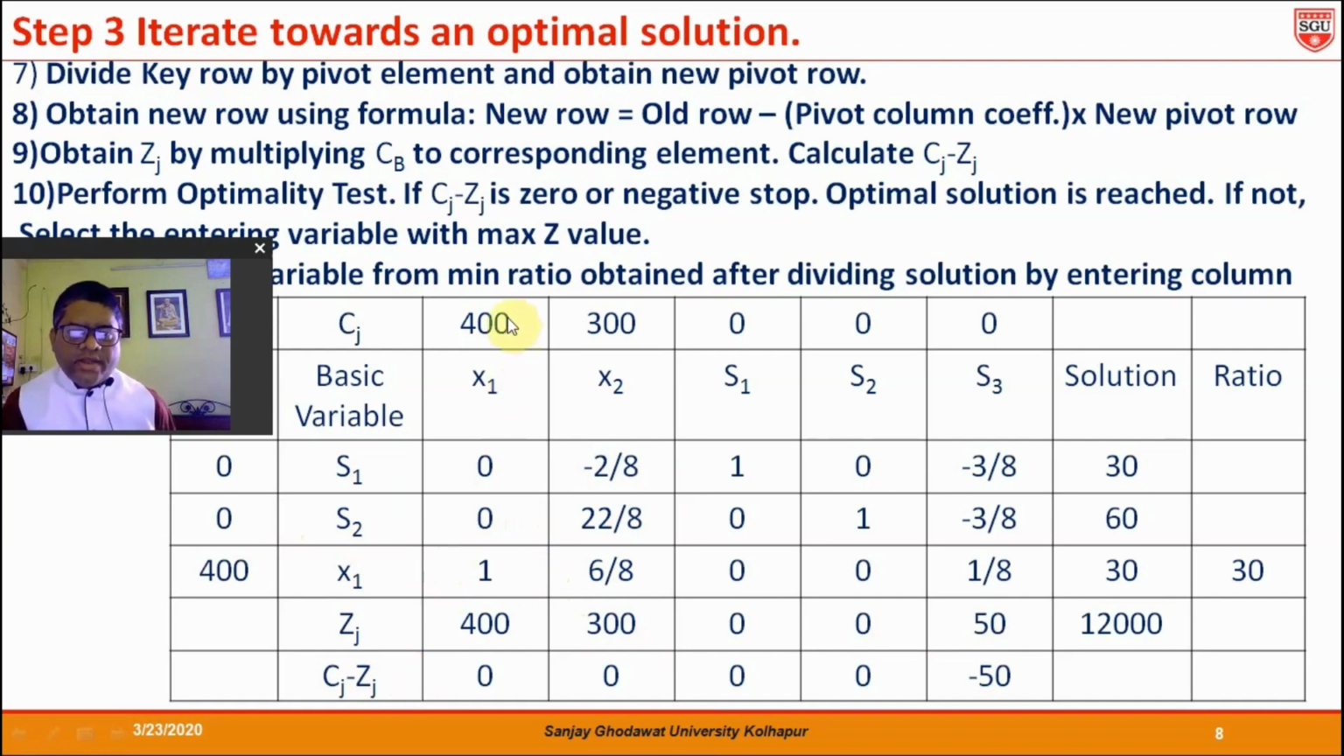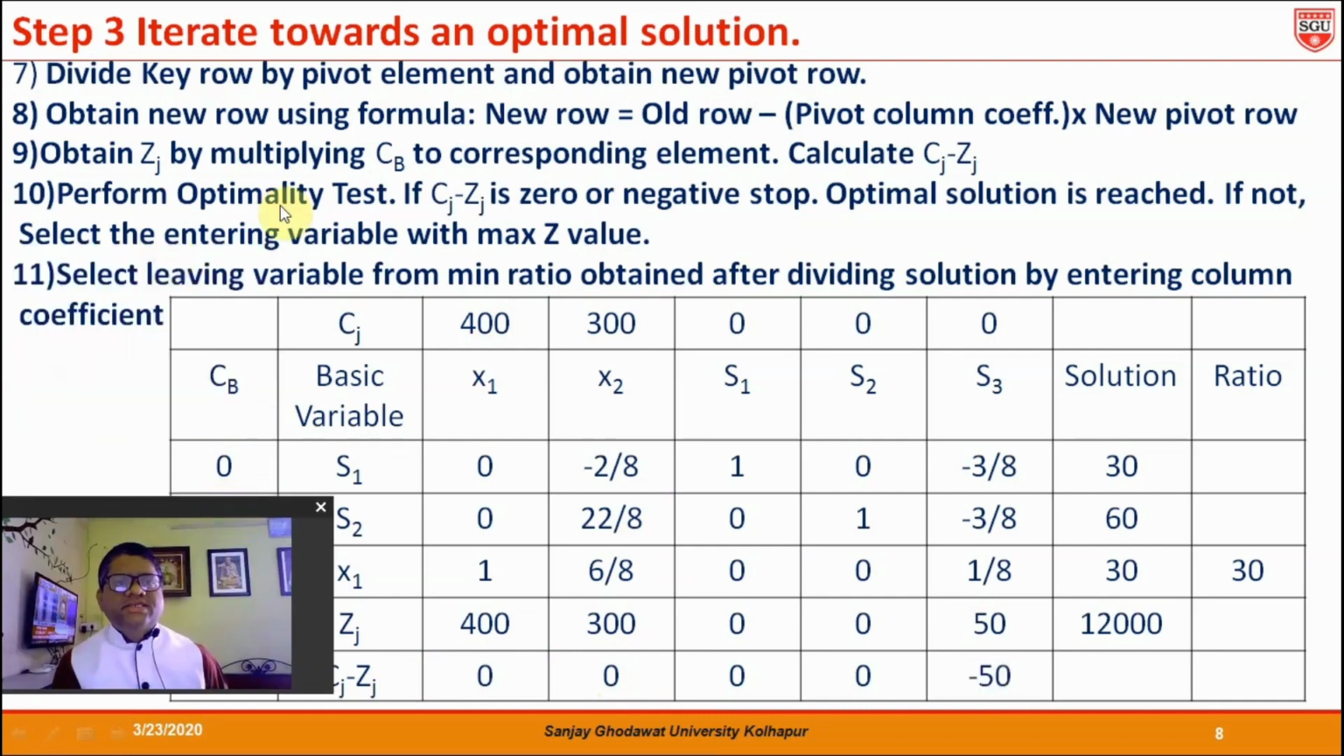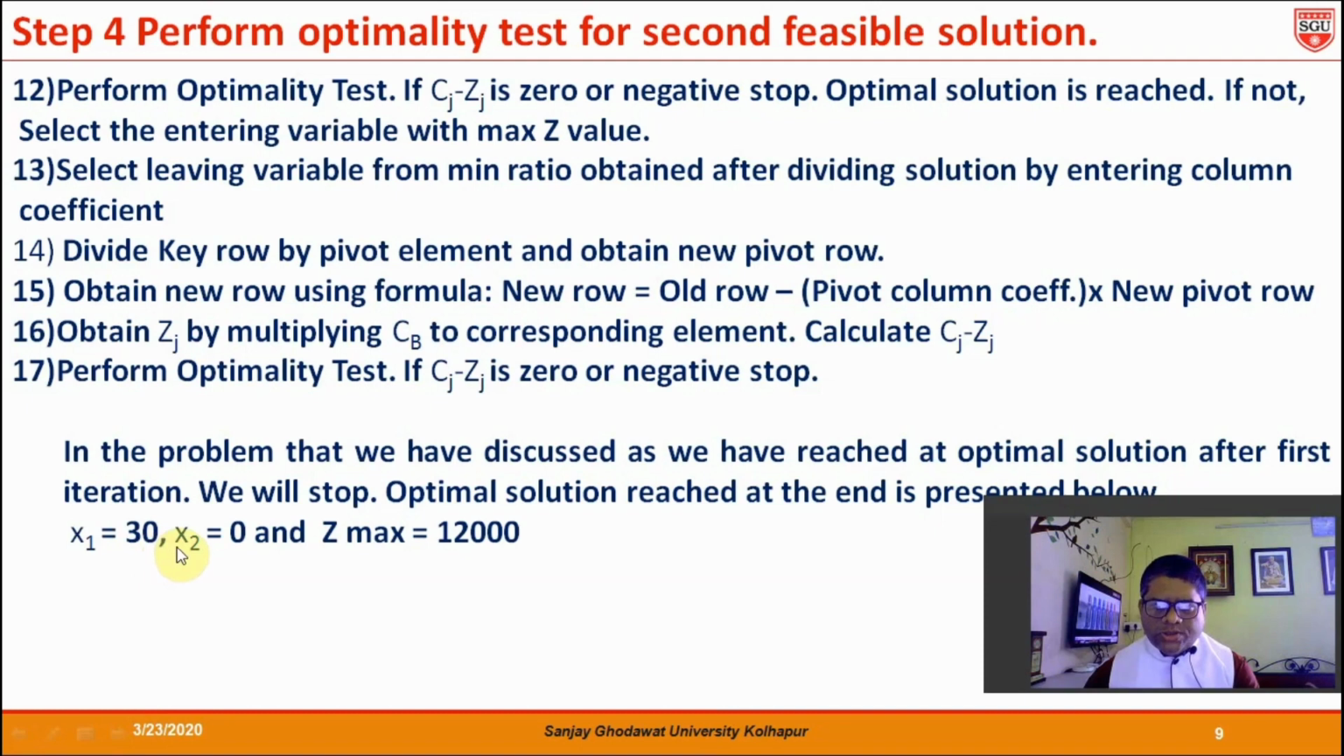See, Cj was 400, Zj is 400, 400 minus 400 is 0, 300 minus 300 is 0. Now, we will find Cj minus Zj will have either 0 or negative values. So, we know that when we perform an optimality test, when Cj minus Zj is 0 or negative, we have to assume that optimal solution is reached. So, we need not continue further for a new iteration. X2 is equal to 0 and Z max is equal to 12,000. So, it is the same solution that we had obtained by graphical method. So, by changing the method, optimal solution does not change, optimal solution remains the same.